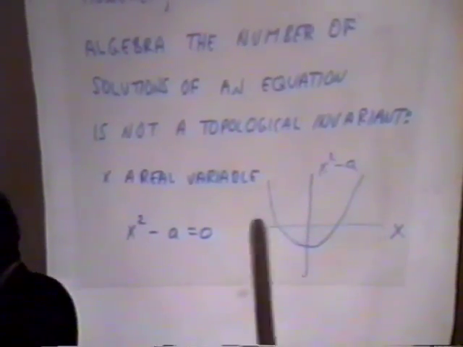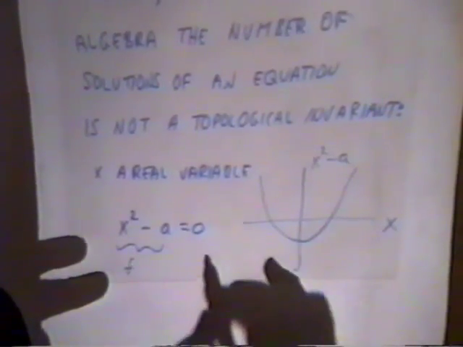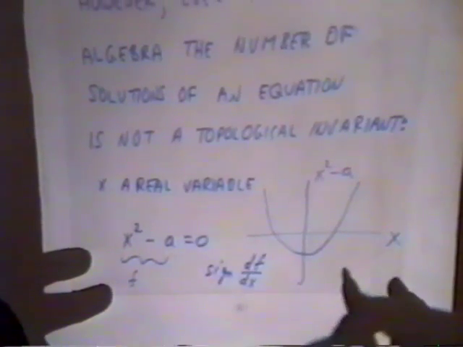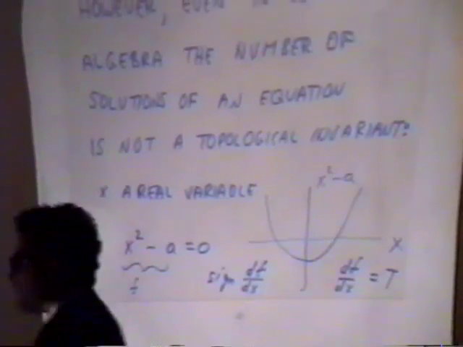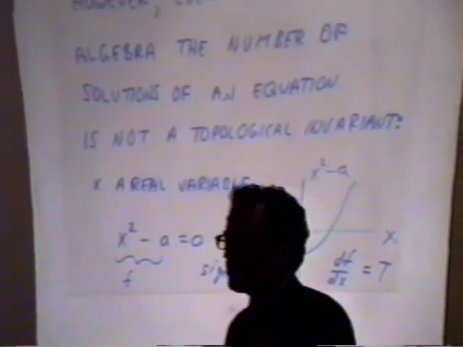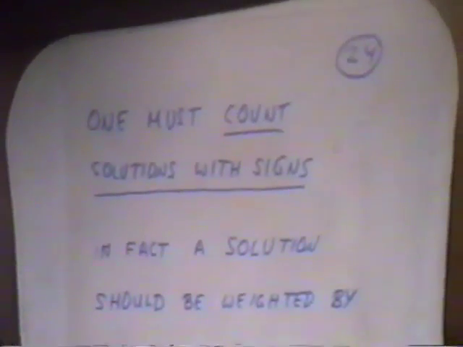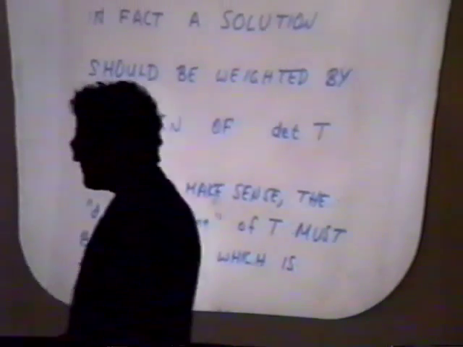You have to count the solutions with sign. If we call this expression f, we weight a solution by the sign of df/dx. But df/dx is the linearization of the equation. That's what we call T. So we need to weight a solution by the sign of the determinant of T. And then we count solutions with signs. As I just said, a solution should be weighted by the sign of the corresponding determinant.